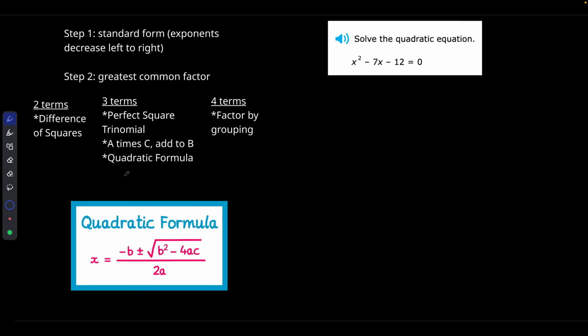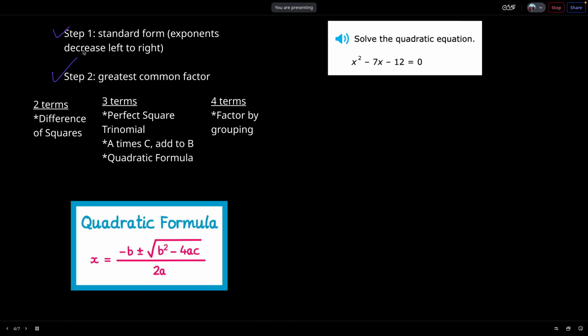Here we go. So we have a quadratic equation that they want us to solve. And we've been following this list, right? Step 1, it's in standard form. Step 2, there's no greatest common factor. It has 3 terms. It's not a perfect square trinomial. And in the last lesson, we learned, okay, we do A times C add to B. However, for this problem, that does not work. There is no combination, no magic numbers.